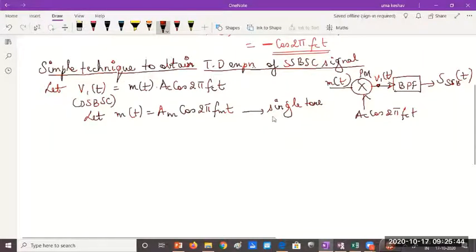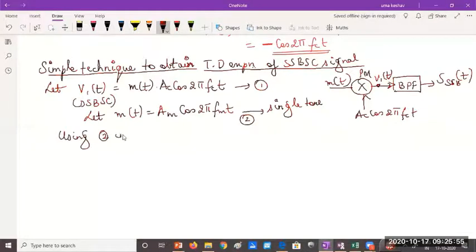So here, if I substitute, this is equation 1, this is equation 2. Using equation 2 in 1, what do you get? V1 of t is what? M of t and this. So AC cos 2 pi FCT into AM cos 2 pi FMT.